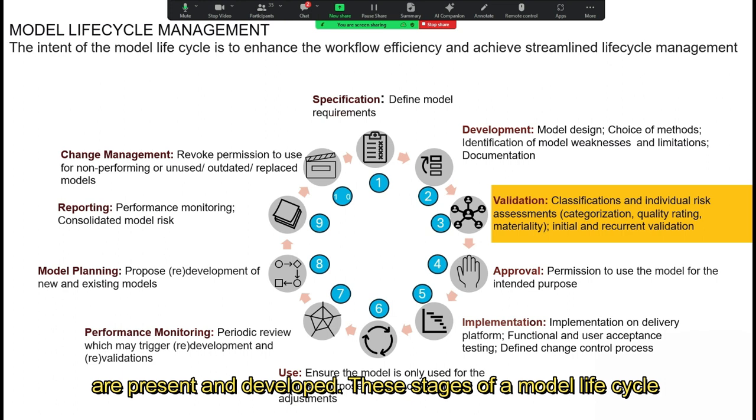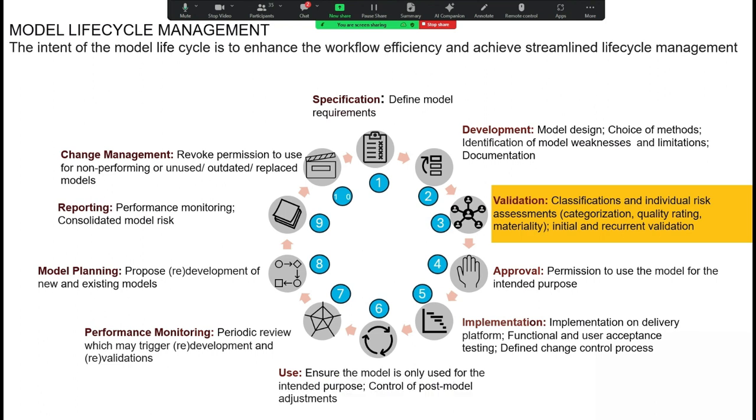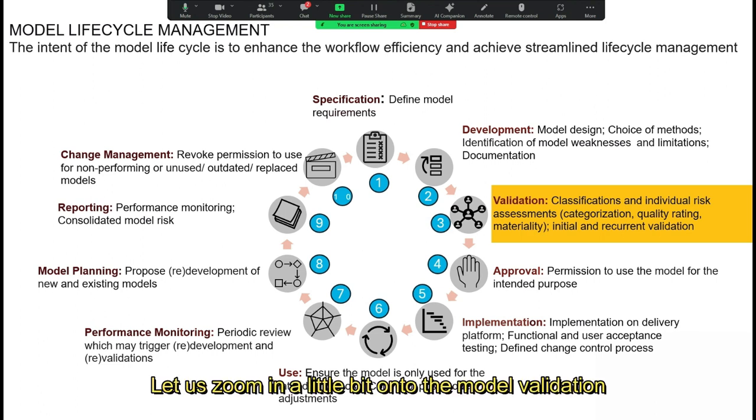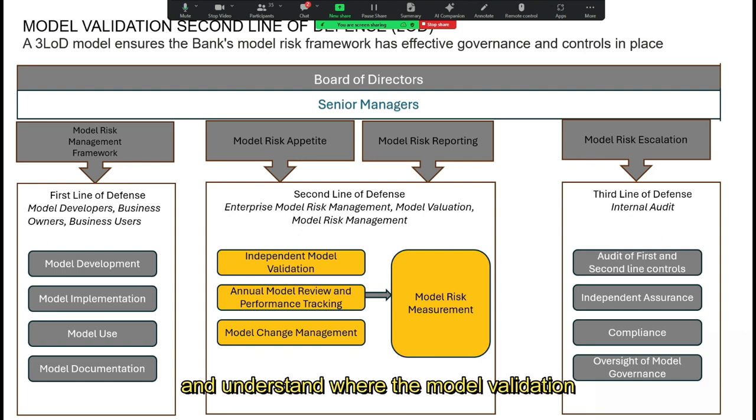These stages of a model life cycle, as I mentioned, have distinct owners, distinct intent, and distinct embedded controls within each stage of a model life cycle. Let's zoom in a little bit onto model validation and understand where model validation resides within the paradigm of the three lines of defense model.